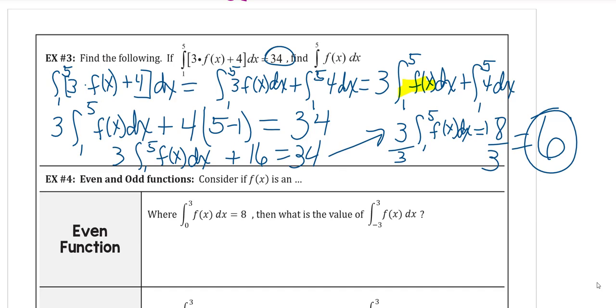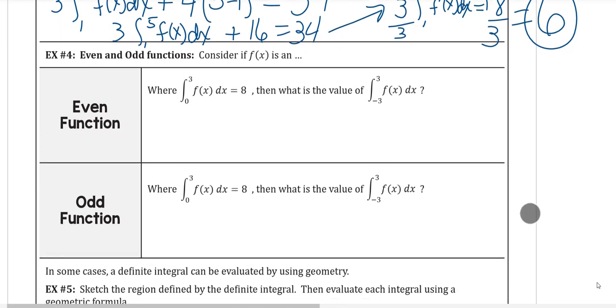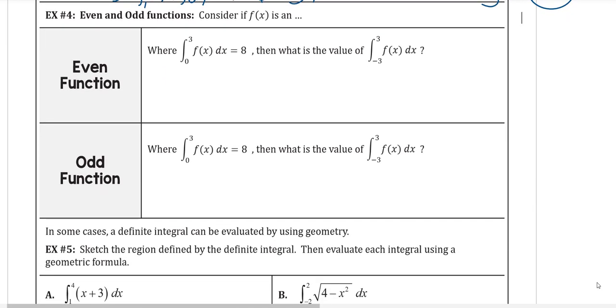Okay, so now let's talk a little bit about even and odd functions, because knowing that can help us sometimes determine an area under a curve. So suppose we're given the condition where we're integrating f of x from 0 to 3 and we get a value of 8. So what happens if we know that f is even and now we're going from negative 3 to 3? So let me just sketch a graph of an even function.